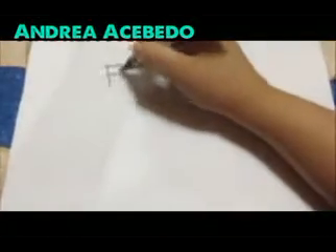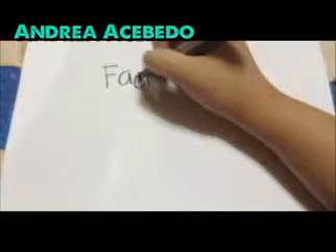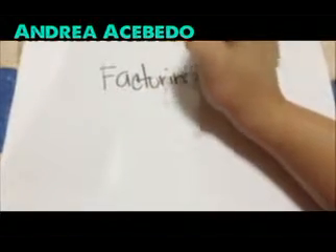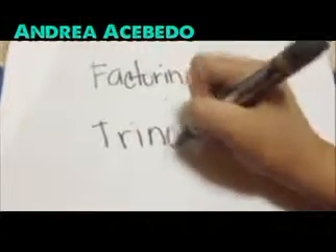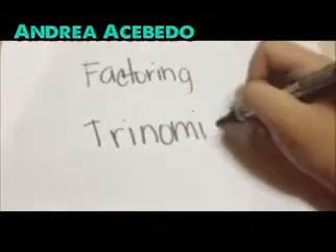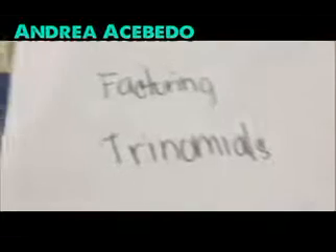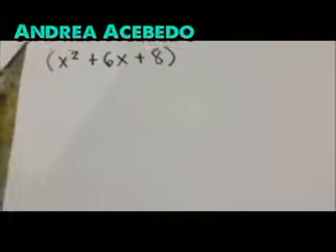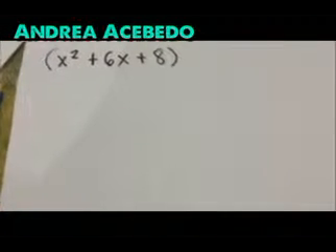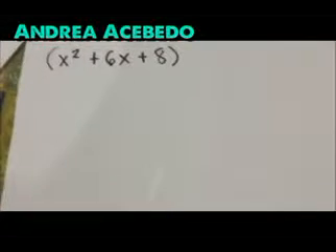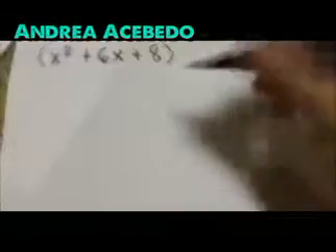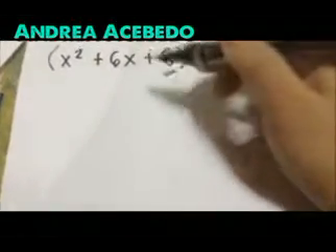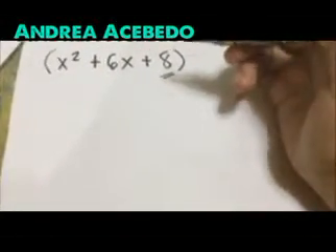I will be discussing about factoring trinomials. Here is an example of factoring trinomials. Now, the first step in solving this is to write all the factors of the last term, which is 8. We also have to consider the negative factors.